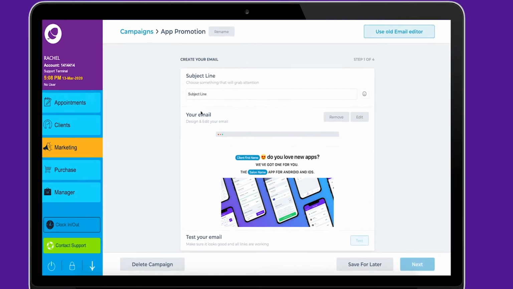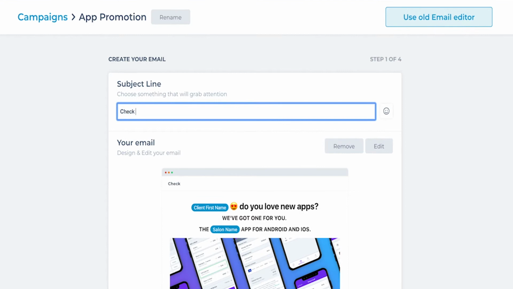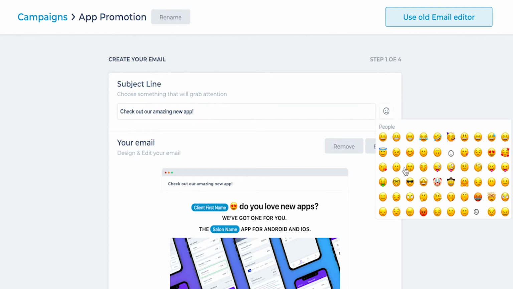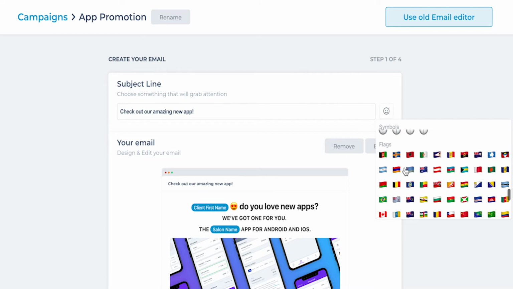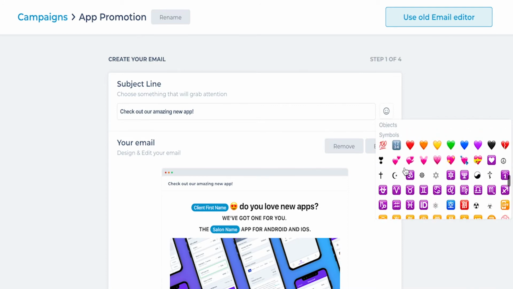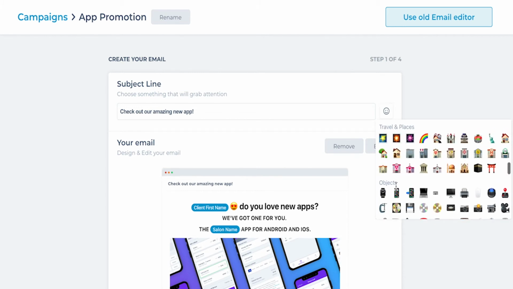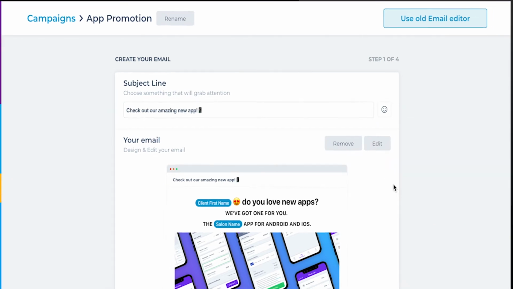Here's how to make your subject line stand out. Keep it short and to the point, but have fun with it. Try to limit the number of characters between 36 and 50 characters, including spaces. Try adding an emoji into your subject line to draw your client's attention. And keep chopping and changing your subject lines so they don't become stale and boring.